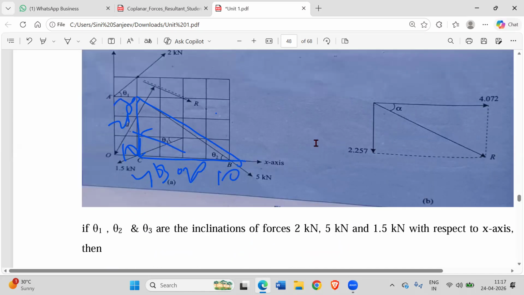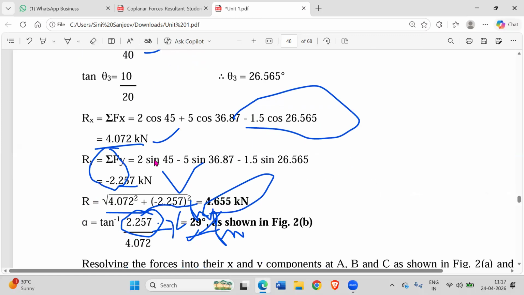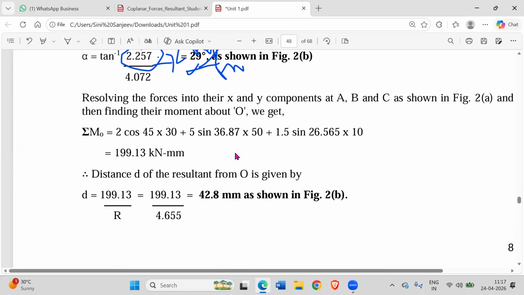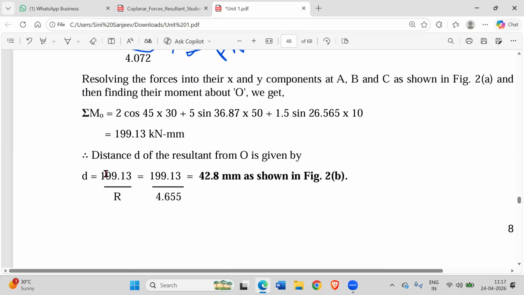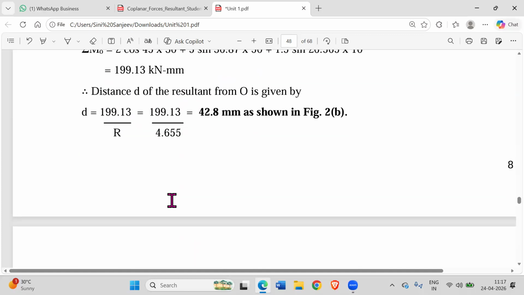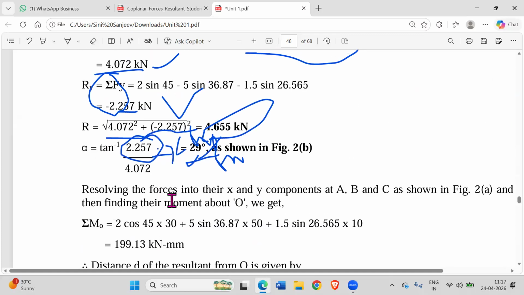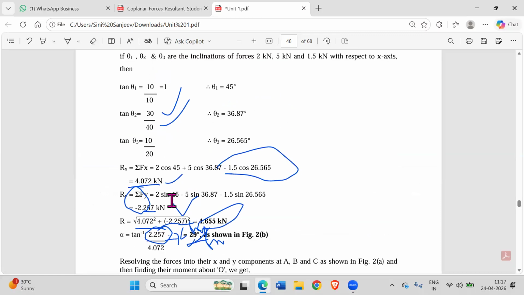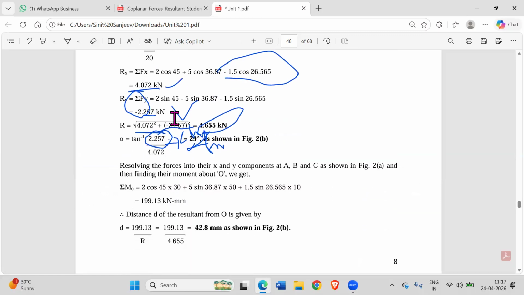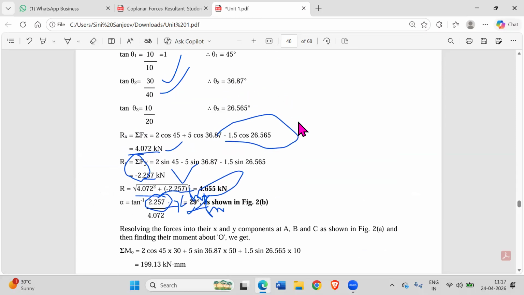And where about theta 3? Theta 3 is here only. 10, up to this only. That's it. So that's the reason I'm multiplying with 10. Then distance d, whatever I got by the resultant. So that's all, the first question. So do this and then let me know if there is any doubt. I hope everything is clear.